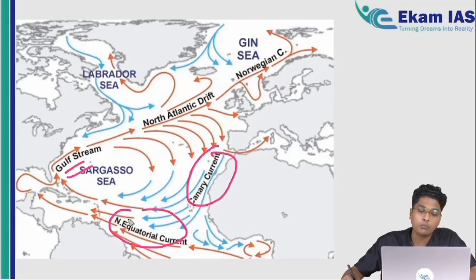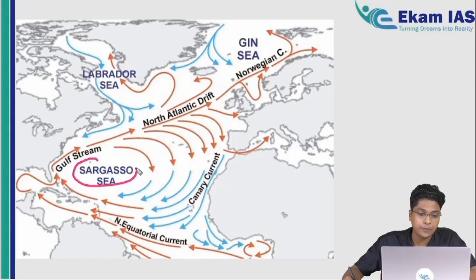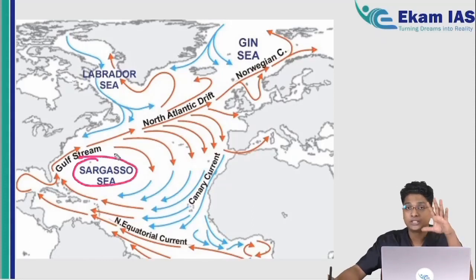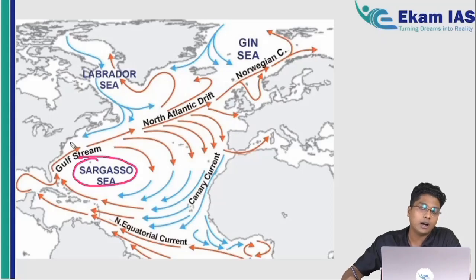Now regarding these three currents, the North Equatorial Current, Gulf Stream and the Canary Current, they are actually making a circular movement. This is a circulation, and at the center of the circulation is where we have the Sargasso Sea. Now the Sargasso Sea is a sea without any shore. It is not bordering eastern North America nor western Africa. Rather, it does not have any shore. This is the only sea without any shore.